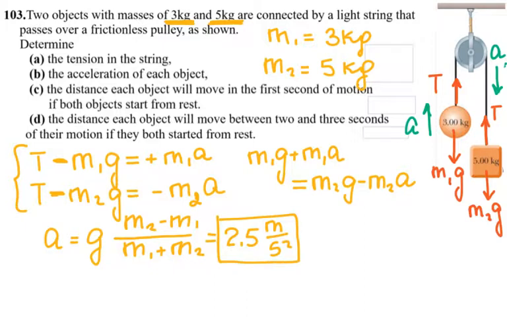Now if I know acceleration, I can find the tension force by plugging in the acceleration that I just found. So the tension force is equal to m1 as 3 kilograms, g is 10, and acceleration is 2.5 meters per second squared. I will get my tension is 37.5 newtons.